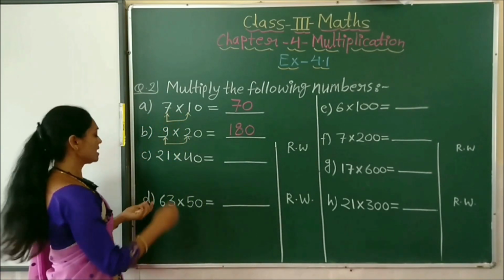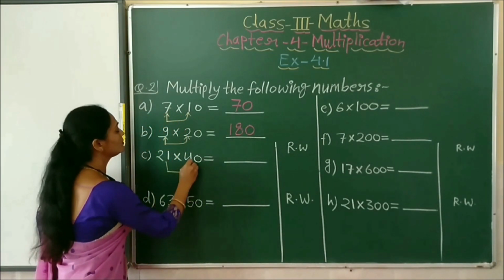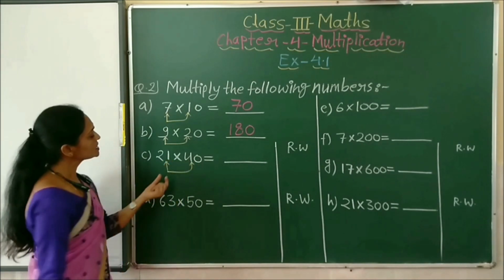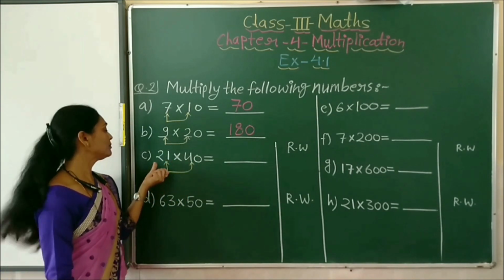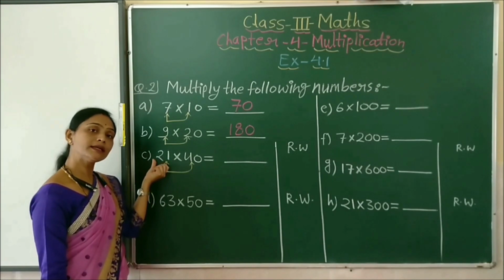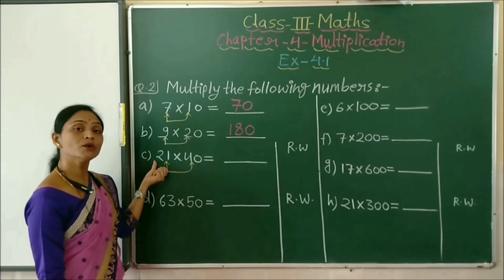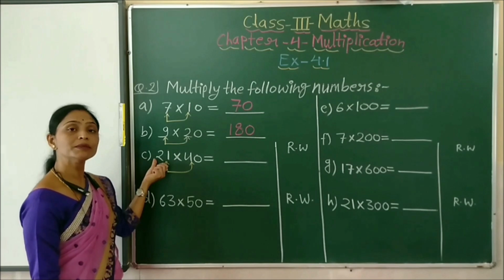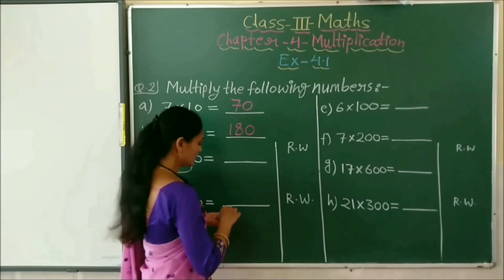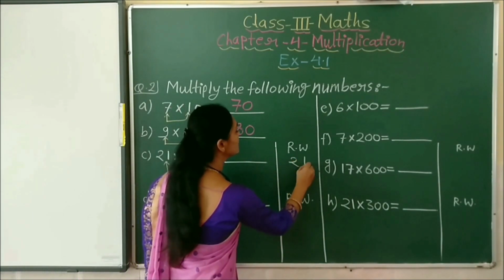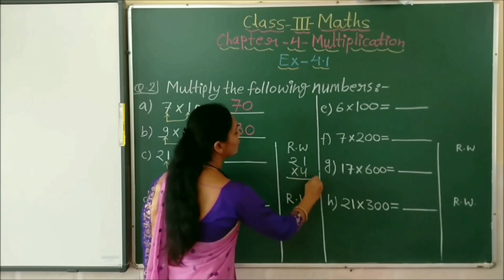Now this one we will see. Here also we have to multiply these two numbers. Now see children, if we don't know the table this many times, this is a little bit of a big number. So what can we do? We can multiply these both numbers in rough work. So here we will write this number, 21 multiplied by 4.